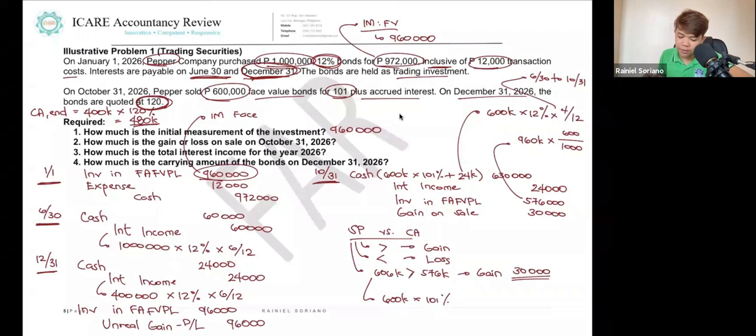Now, number 2, how much is the gain or loss on sale on October 31? Our final answer, no, will be equal to 30,000 because that is the amount of gain that we computed a while ago. Number 3, how much is the total interest income? I'll give you 2 ways, no, on how to compute interest income.